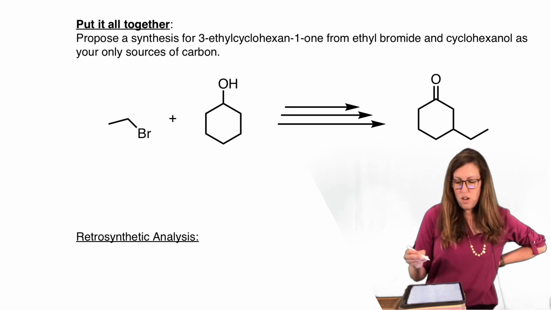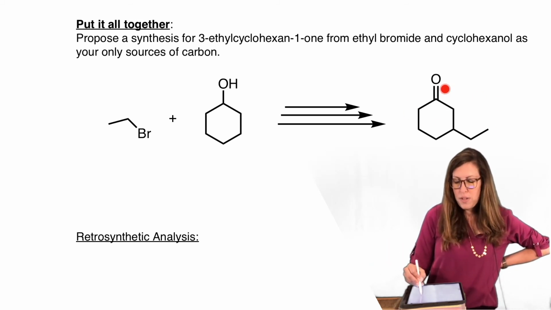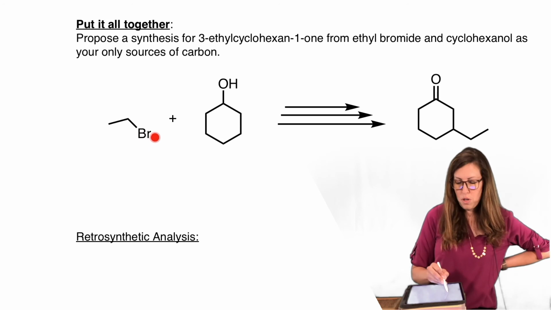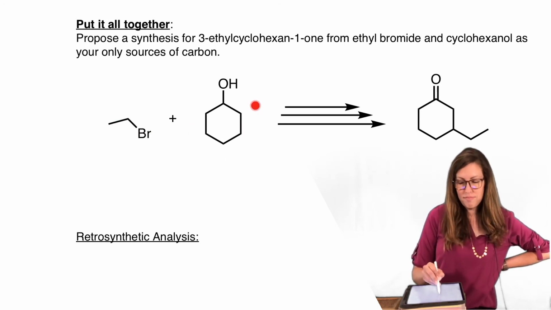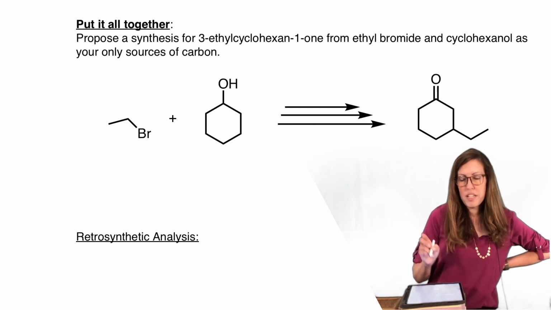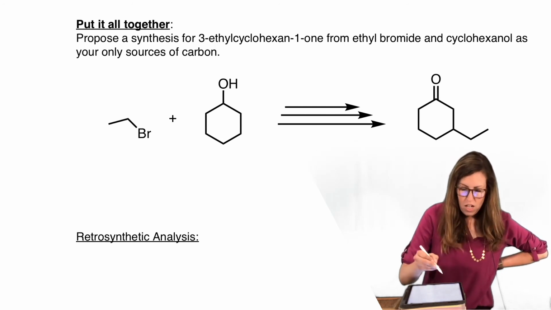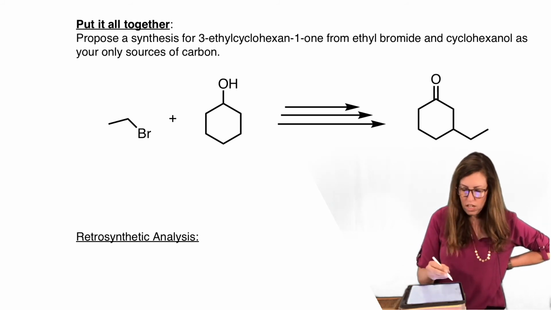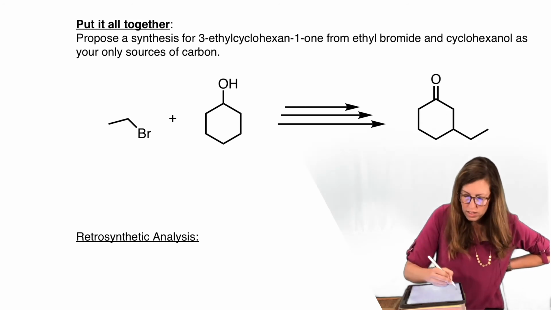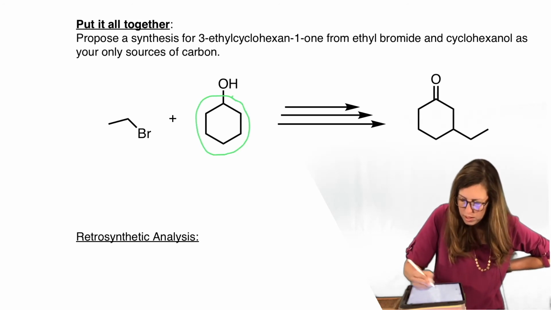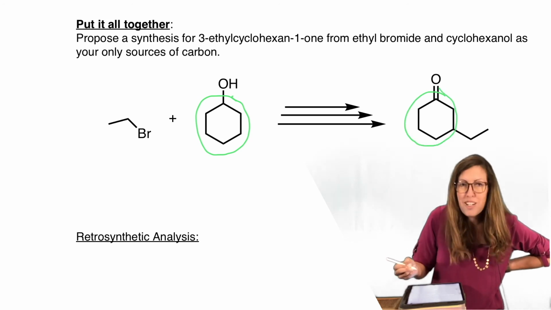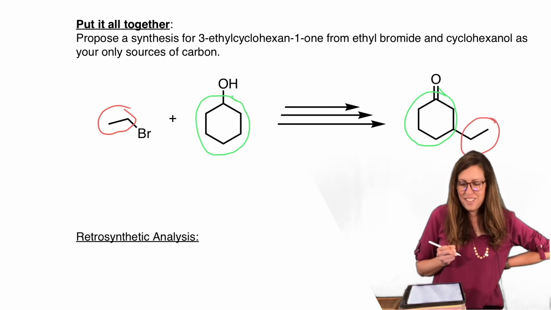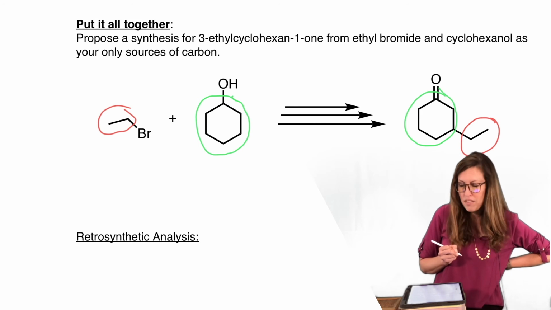So what we're going to do is try to make 3-ethylcyclohexan-1-one, from ethyl bromide and cyclohexanol. All right, so we're going to show the retrosynthetic analysis and we'll show the forward synthesis. We'll show the whole shebang. I'm just going to try to look for some really dead giveaways right away. So these are my only sources of carbon. And clearly I could kind of see where the pieces come from. So I have a 6-membered ring here. So that's where that came from, right? And so the 2 carbons here must have come from here. All right, not so bad so far.